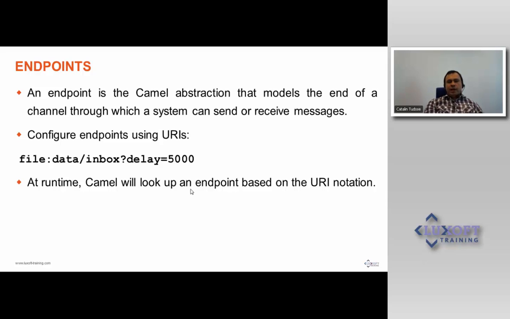When you arrive at an endpoint, it means that you have arrived at the end of a channel. In order to configure an endpoint, you can use URIs. Here, you see that the protocol uses file, and the data is taken from this folder. And here you also have the option of a delay of 5,000 milliseconds. This means that you are going to poll this location looking for files every 5 seconds in order to see what is new and to process it.